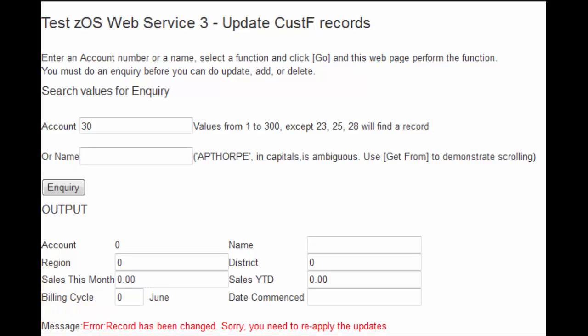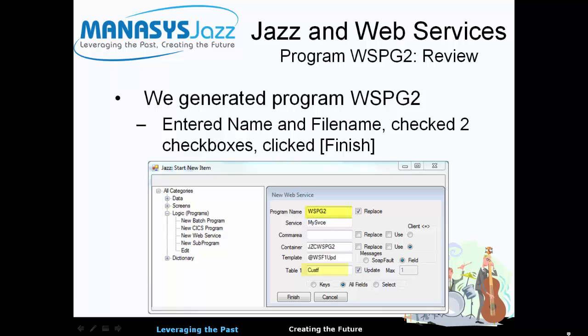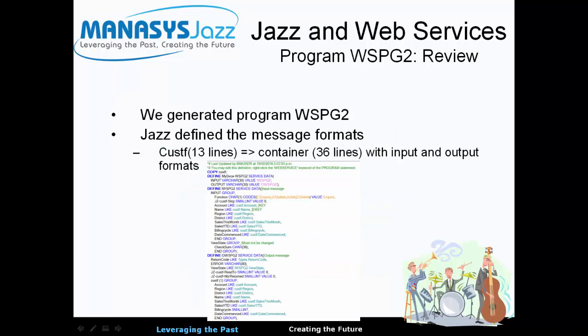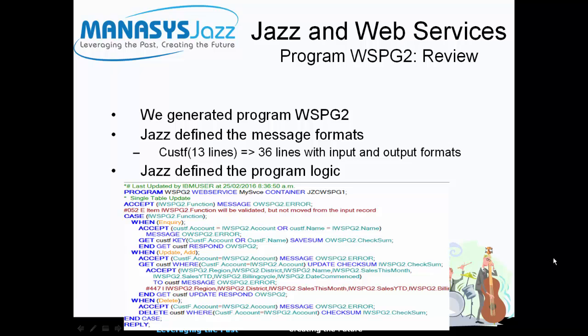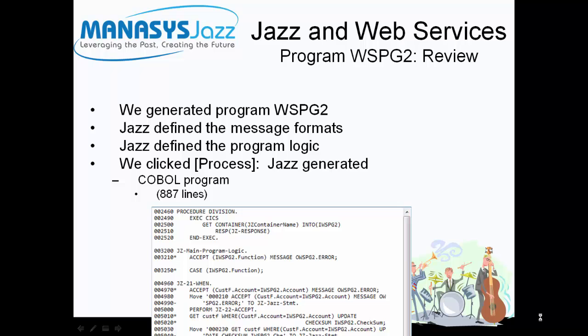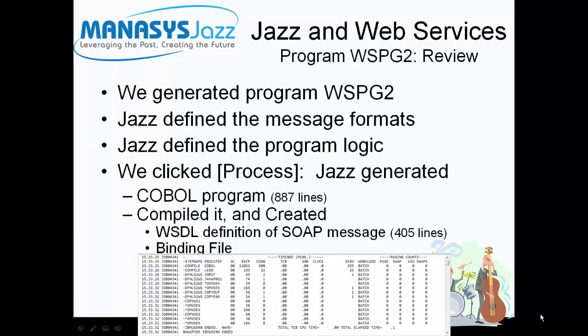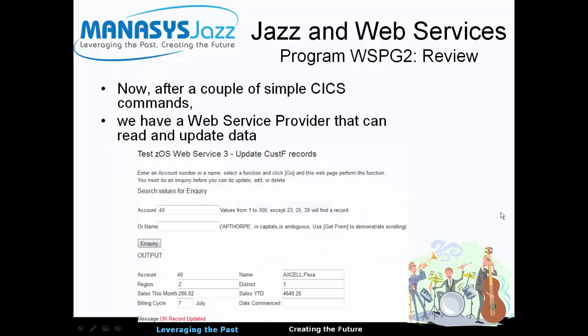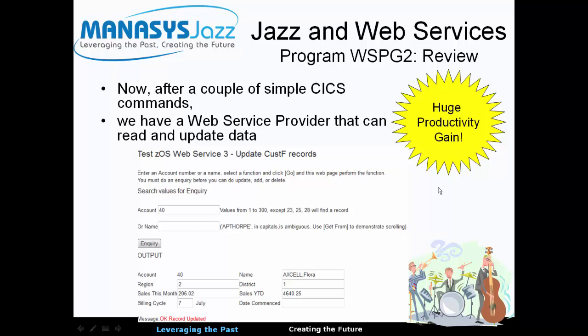Let's review what we've just done. We generated a program by entering 2 text boxes and 2 checkboxes, and letting everything else default. Jazz then defined message formats, turning the 13-line cusdef definition into 36 lines of container definition. It then defined the program logic, 17 Jazz statements. Process turned this into 887 lines of COBOL, which was compiled and the WSDL and binding objects created. With a couple of Kix commands, we then had a web service provider program that could read and update VSAM data. However you measure it, this is a huge productivity gain compared with any other way of creating such a program.